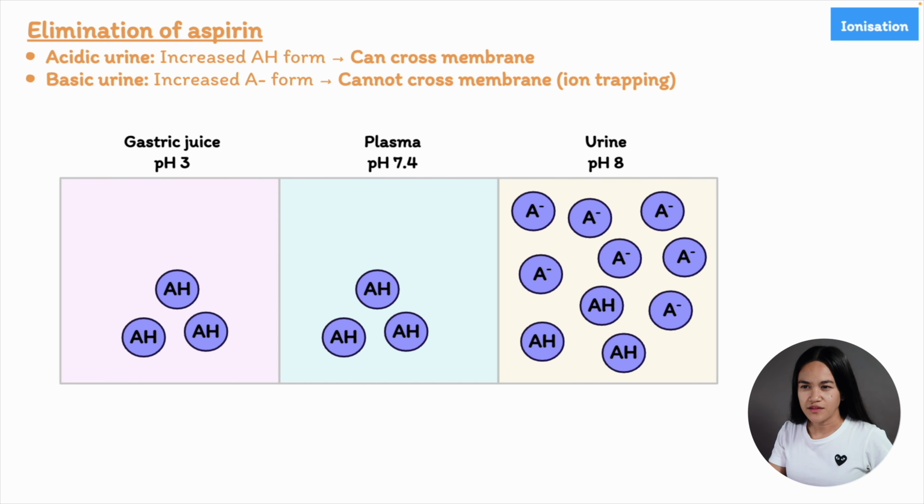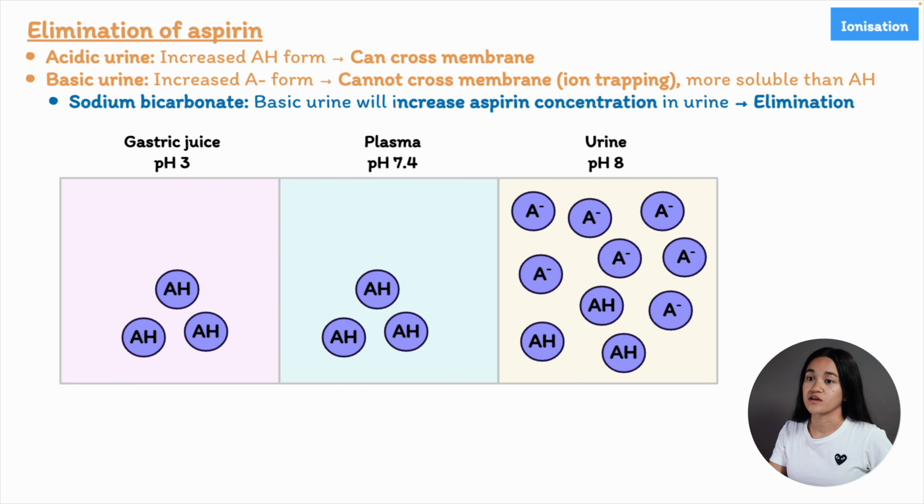Okay? And the other thing is that the charged form is more water soluble, increasing aspirin's solubility in basic urine, okay? So to increase the concentration of aspirin in the urine and promote its elimination, we should administer a base. Between sodium bicarbonate and orange juice, sodium bicarbonate is the base that will make the urine more basic, increasing aspirin elimination. Interestingly, sodium bicarbonate is used in treating aspirin overdoses because it promotes the drug's elimination from the body.